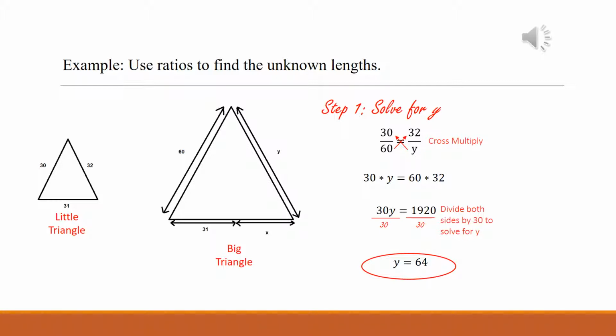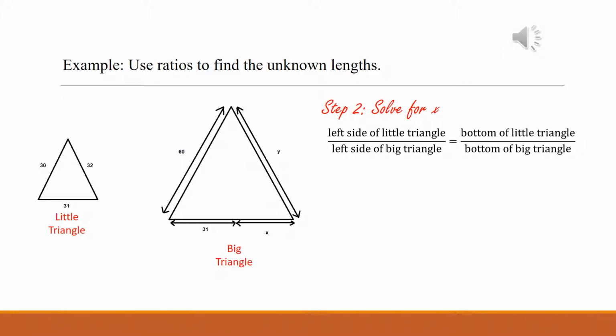Once you have your proportion set up, you're just going to cross multiply. So I've taken y times 30, or 30 times y, and then I have 60 times 32 on the right hand side. Now I'm going to multiply those things out. So 30 times y is 30y. 60 times 32 is 1920. And then the last thing I need to do to get y by itself is divide both sides by 30. So 1920 over 30 gives you 64. So y is 64. That's your final answer.